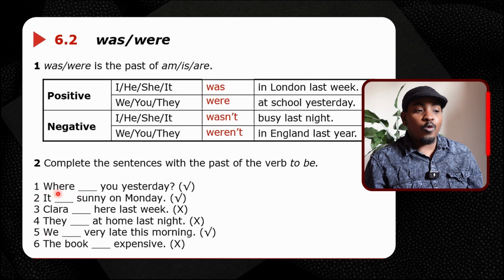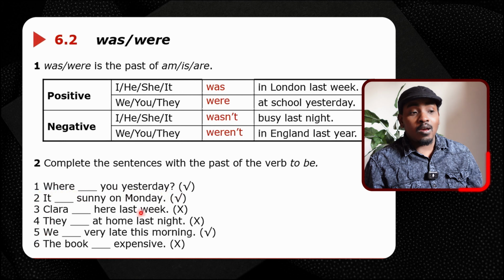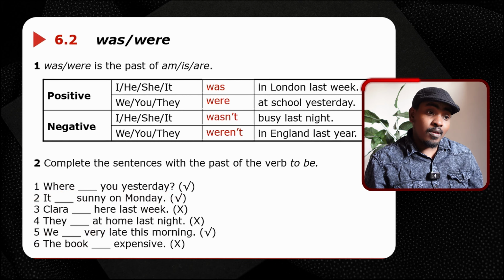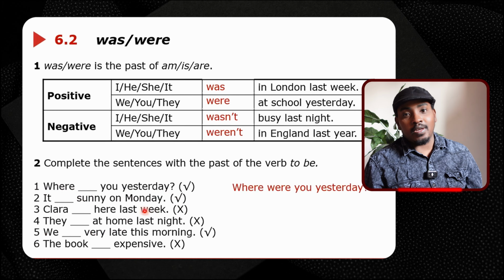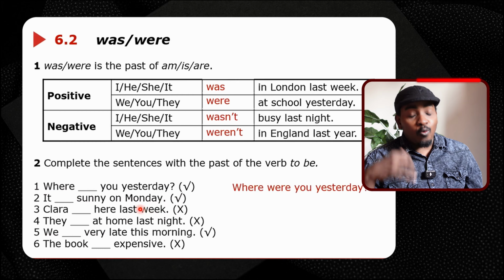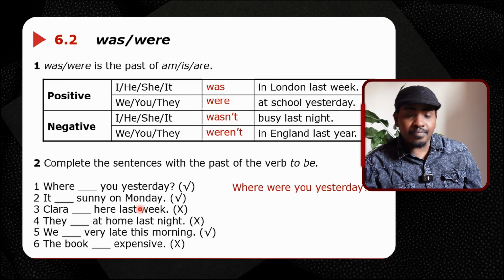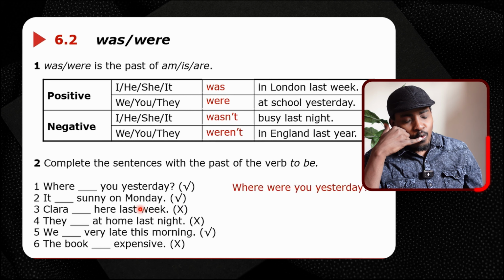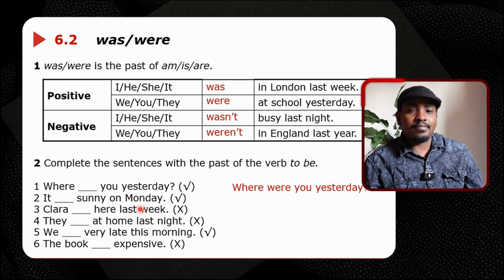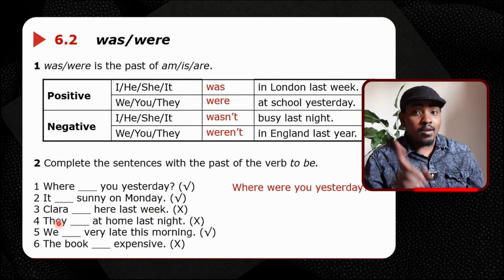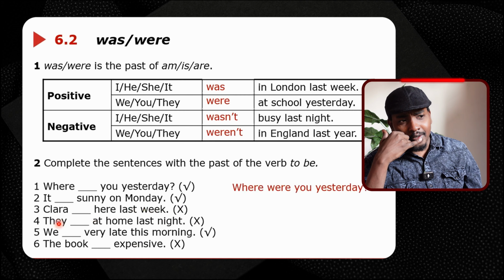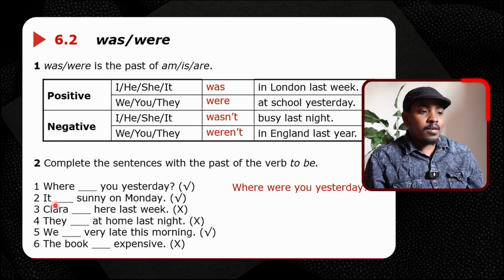Okay, now let's complete the sentences with the past of the verb to be. Okay, one, where space you yesterday. Where were you yesterday? So now you say, where are you? Hello, Mr. Abdurrahman, where are you now? Or where were you yesterday? Do not say, where are you yesterday? No. Where were you yesterday? Yes. Okay.